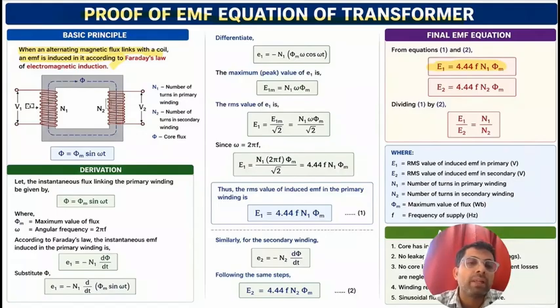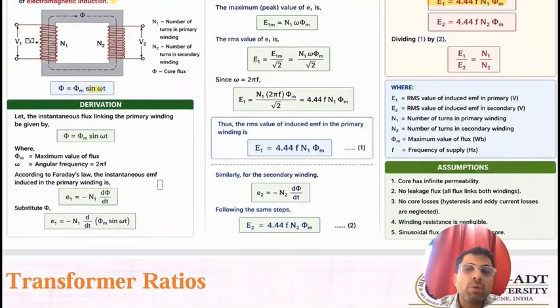This is the primary winding, this is the secondary winding, this is the core, and this is the equation: phi equals phi m sine omega t. Before starting the derivation, we should know what E1, E2, N1, N2, phi m and f are.